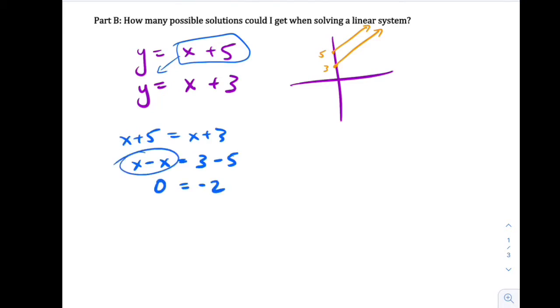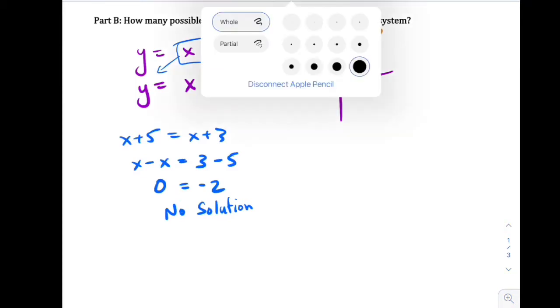We took our x out of the equation, so I'm not even able to isolate for x in this case. So unable to solve. So that's what's going to happen. You're not going to be able to solve for x in a case like that where there's no solutions.